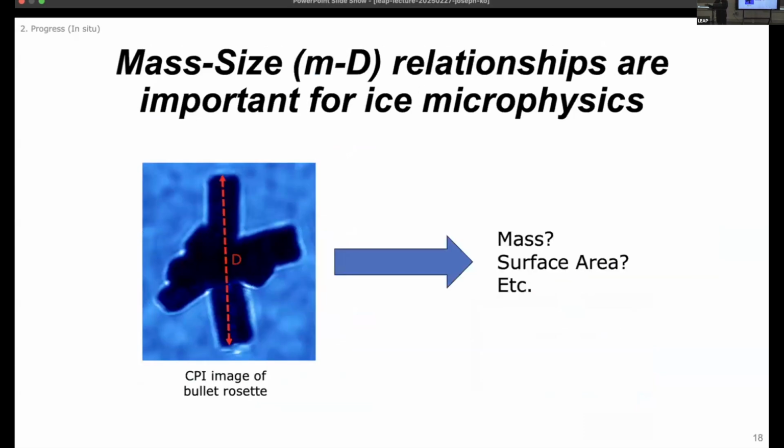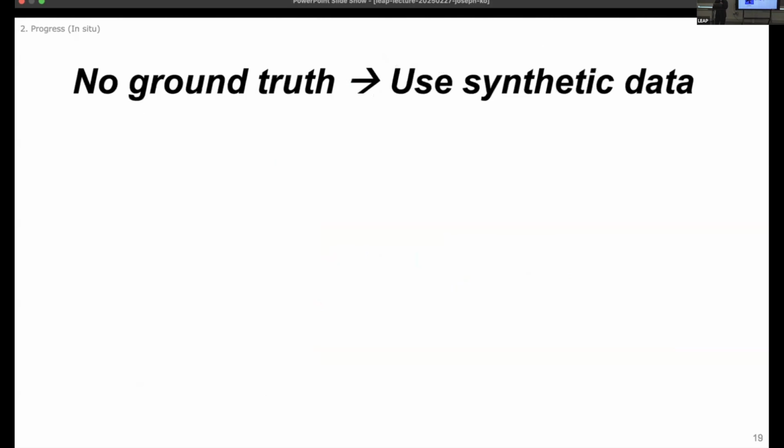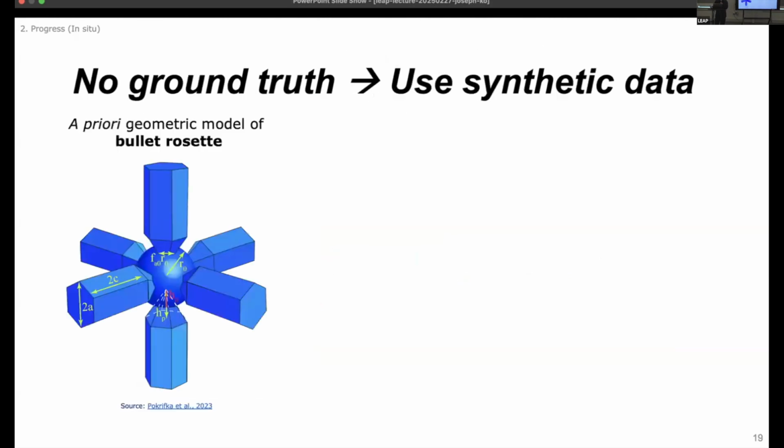But what we really want to know for parameterization is this relationship between mass and size. From an image, it's really hard to predict the mass for complex shapes, or other relevant 3D properties you might be interested in, like surface area. So we thought, why don't we come up with a framework to do this with machine learning? But the problem is there's no ground truth, because with these optical imaging probes you can't measure the mass in situ, right? So what I did was develop synthetic data from some prior understanding of what these crystals look like.